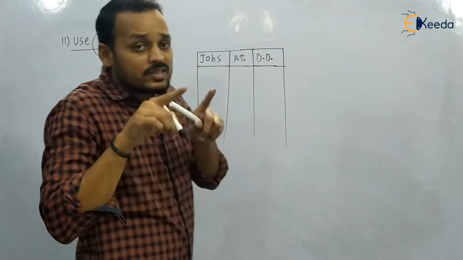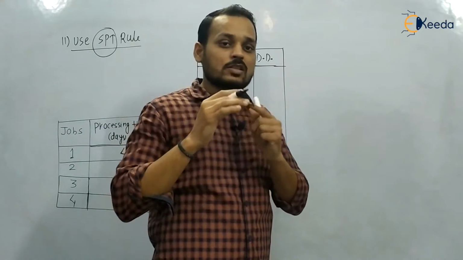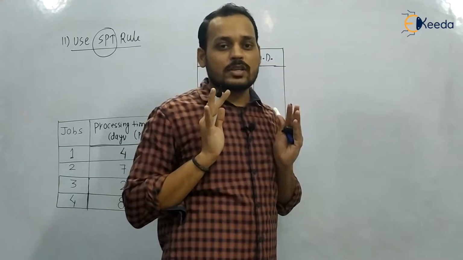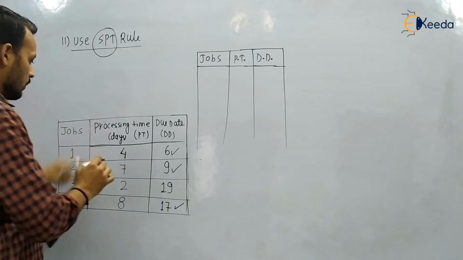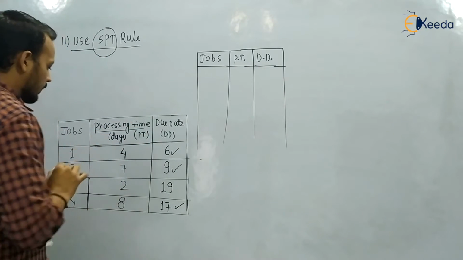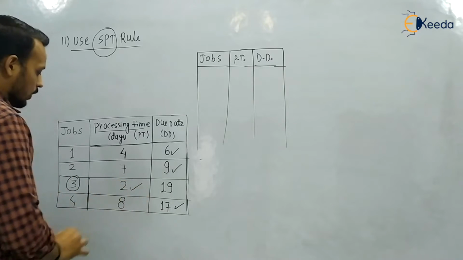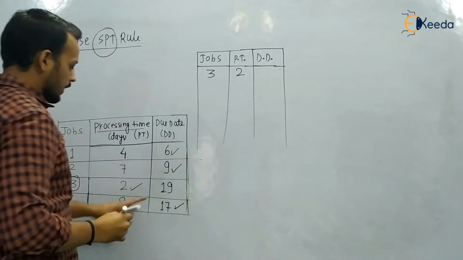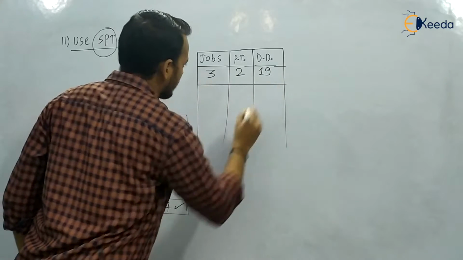It means we will arrange the jobs in increasing order of their processing time. So we will start from the smallest and we will move towards the largest processing time. Because our rule is SPT rule, so we will look for the processing time. So the minimum processing time is for job number 3 and it is 2 days. So our first job is job number 3. The processing time is 2 days and the due date is 19 days. Okay, so we will write here.